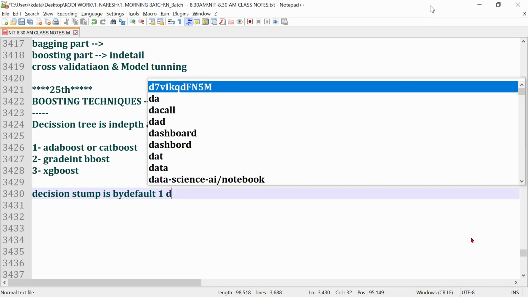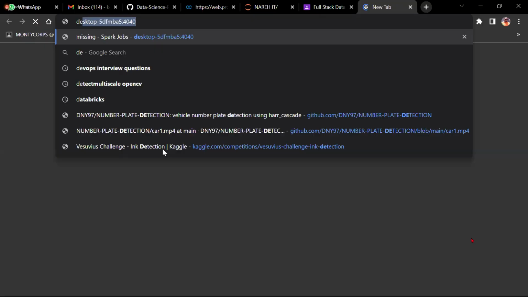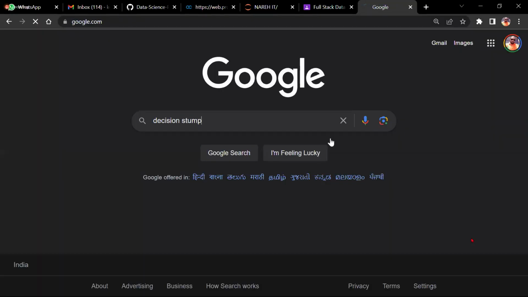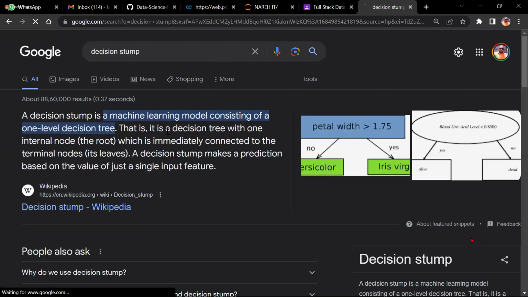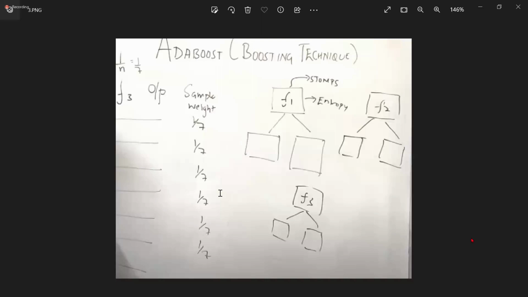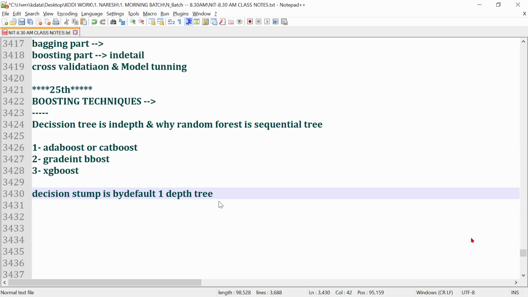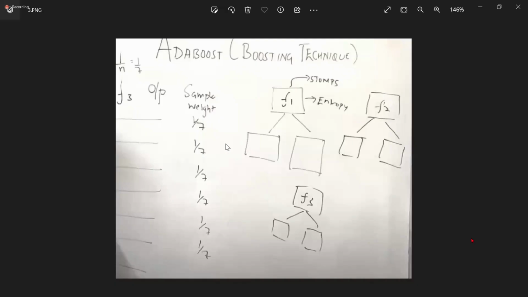More explorations of decision stump. A one depth tree, or a decision stump, is a machine learning model consisting of one decision tree. It is a decision tree with one internal node, which is immediately connected to the terminal nodes, or its leaf. Are you guys clear or not? What is decision stump? By default, it is a one depth tree. Understand, guys?